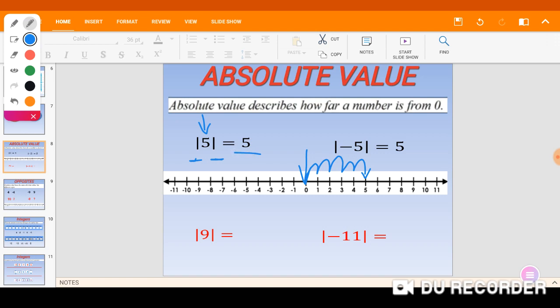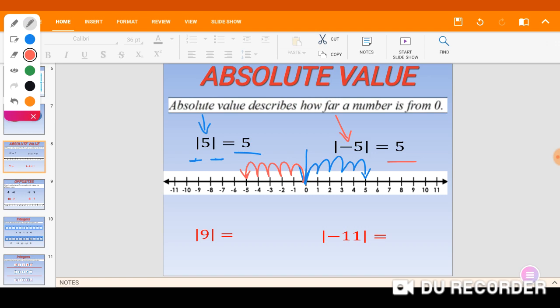Okay, what about the absolute value of negative 5? How far is negative 5 from 0? Okay, so we will start from 0 and move 5, but where? To the left-hand side, because this is negative. 1, 2, 3, 4, 5. So how far is negative 5 from 0? It's 5. So the absolute value of any integer is always a positive number.